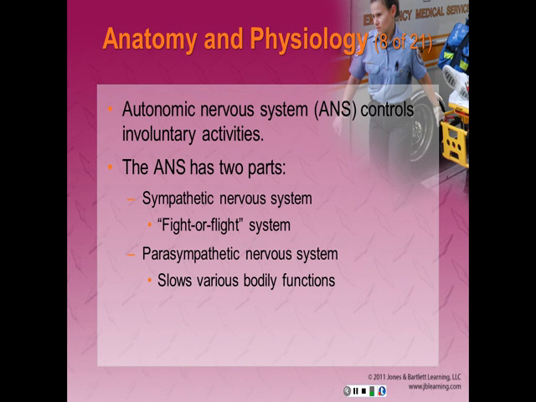It speeds up the heart rate, increases the respiratory rate and depth, dilates blood vessels in the muscles, and constricts blood vessels in the digestive system. In times of stress, this system gains primary control.